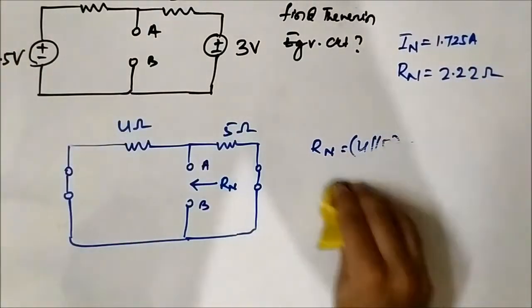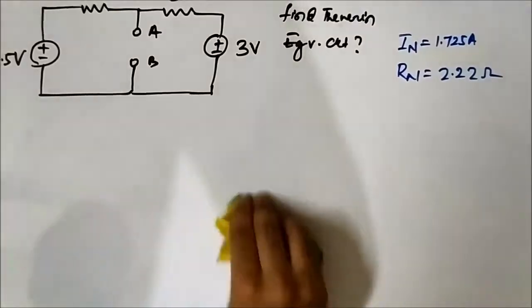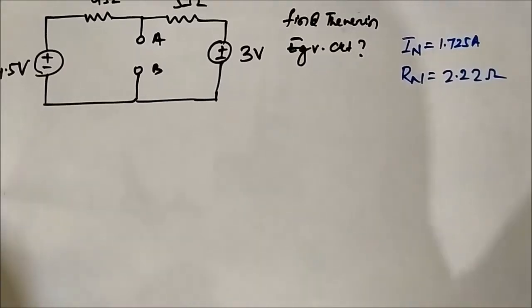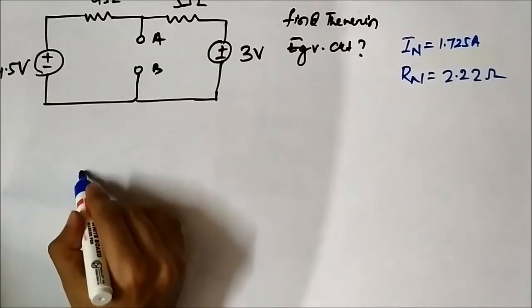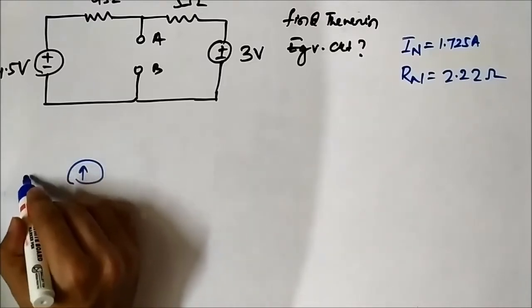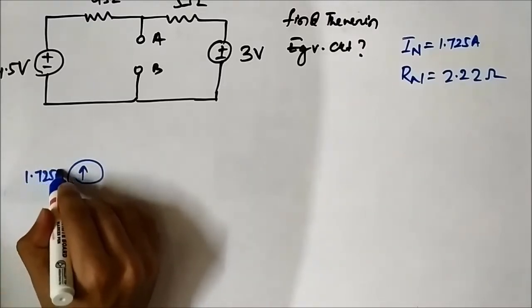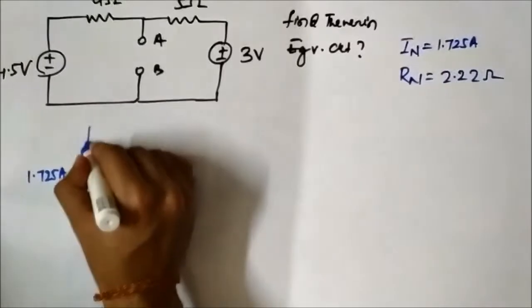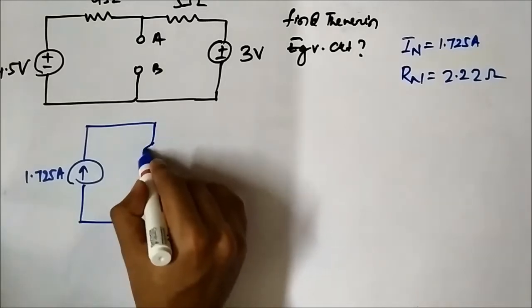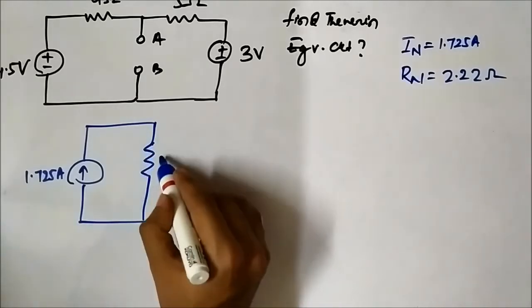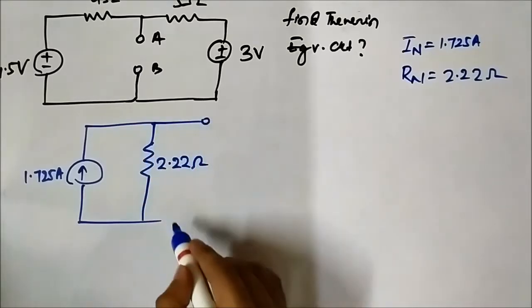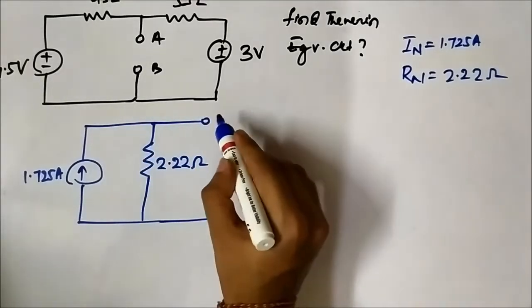So from this we can determine the Thevenin circuit. We have IN as 1.725 ampere and we have Rn as 2.22 ohm.